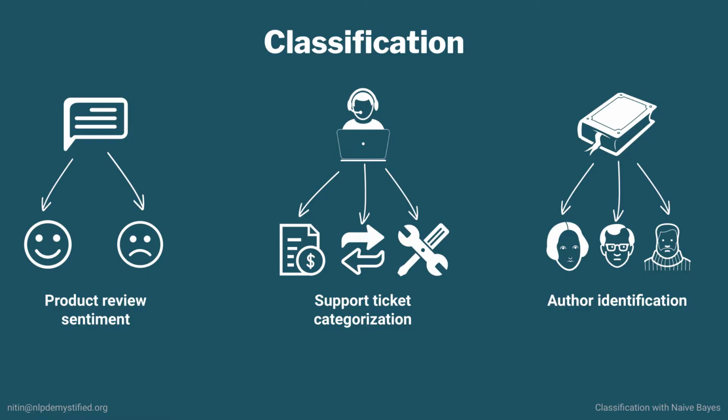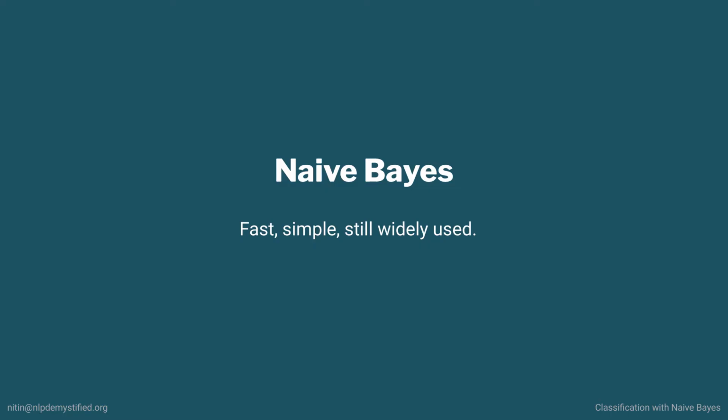When you think about how often we classify things in real life, including faces, classification scenarios in the machine world are almost just as common. And naive Bayes is a classic approach to getting that done. It's fast, simple, and still widely used today.